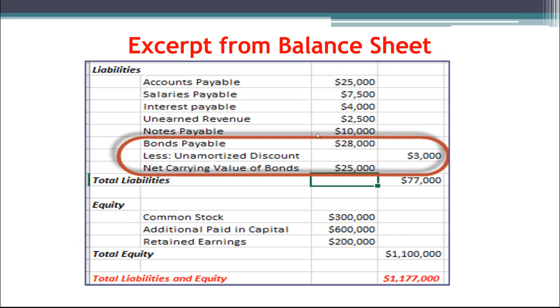So let's see what this means. On the balance sheet, we're going to have our bonds payable. Now, this is not a continued example, but we're going to have a bonds payable amount. And if we have a discount, we would subtract that to get the net carrying value of the bond, $25,000. If we had a premium, we would add that, and we would say $28,000 plus $3,000 would give us $31,000 in that case. So it just depends on which way we're going.